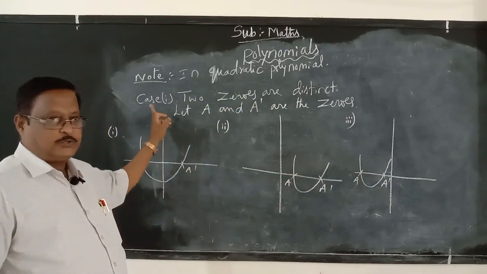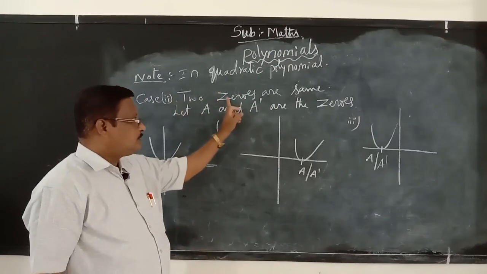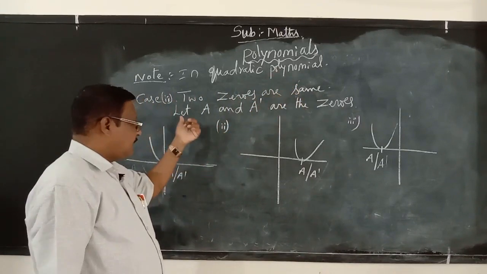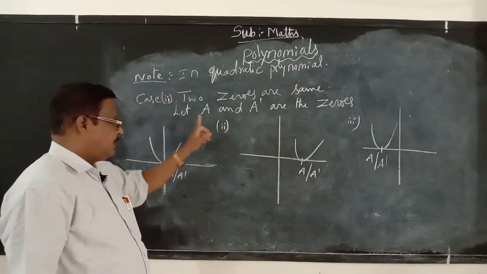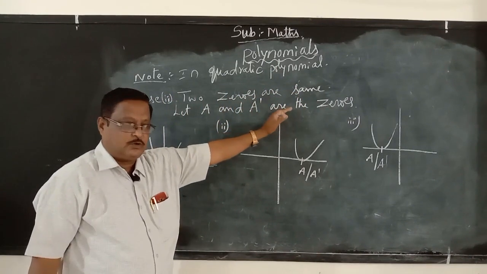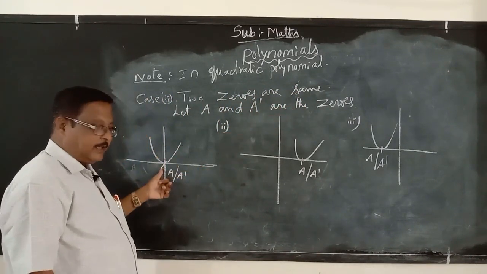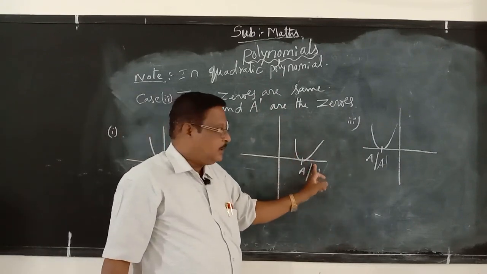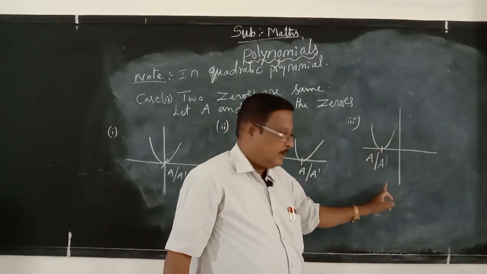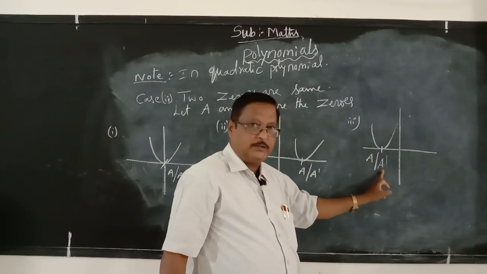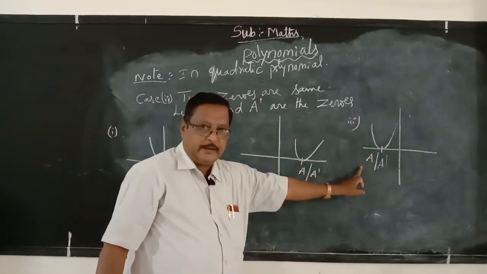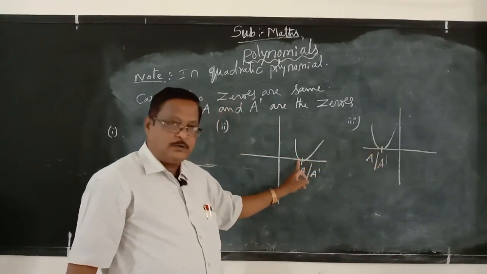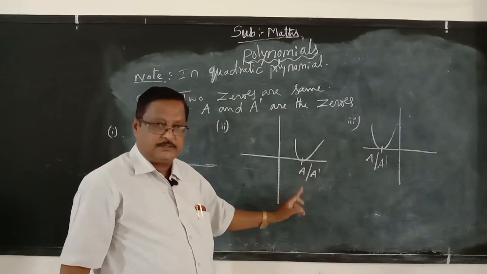Next, case 2. Case 2, two zeros are the same. When the two zeros are the same, the graphs are like this. First one, A and A dash are the two zeros. Here the two zeros are 0, here the two zeros are a positive number, here the two zeros are a negative number. Here A and A dash are the two zeros and they coincide. Here also A and A dash are the two zeros, and they coincide.